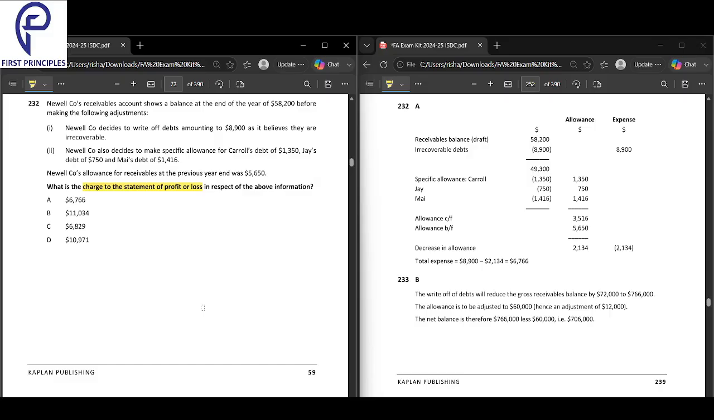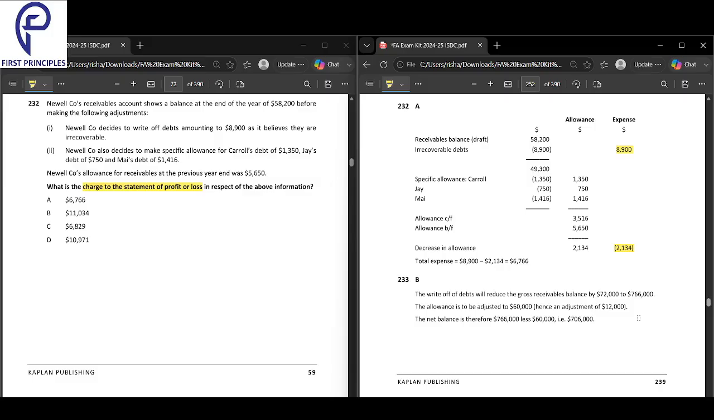I'll give you two things that go here. One is how much you write off, and how much is the change in your receivables. So one is how much you write off, that goes to P&L. Second, how much is the increase or decrease in your allowance. Whenever we talk about receivables, there are two amounts that go to P&L.